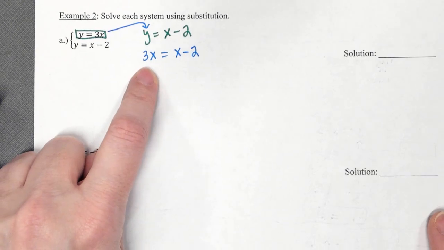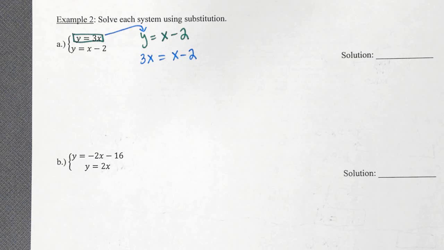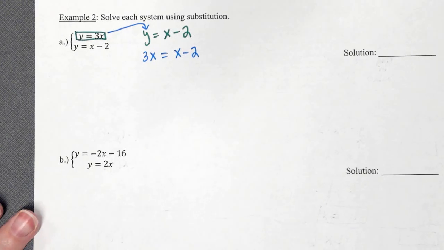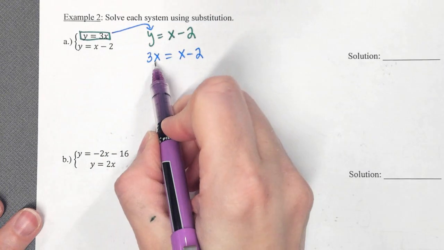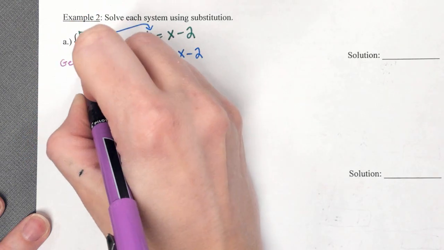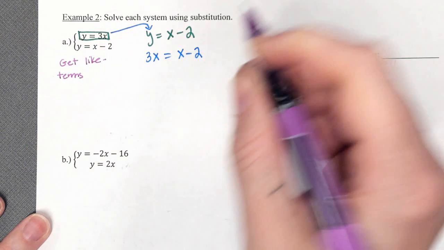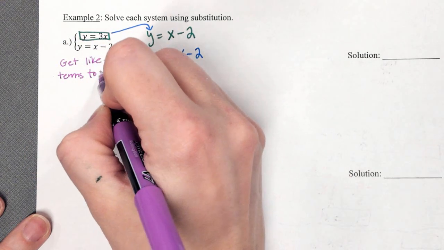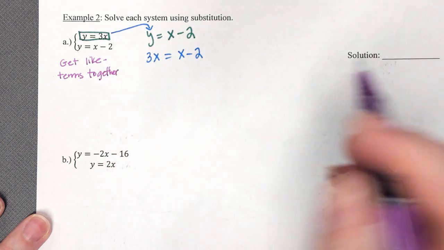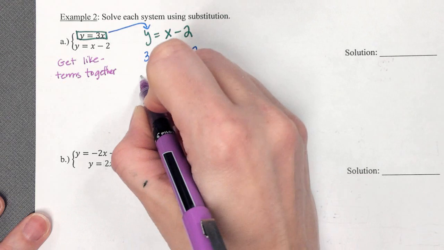Okay, so what should my first step be now? Okay, what do you think? What should I do first? I have an x here and an x here. So I have to get all my like terms together. Yep, so do what? If it is positive, we're going to subtract it. So because it's a positive x, we're going to subtract x from both sides.